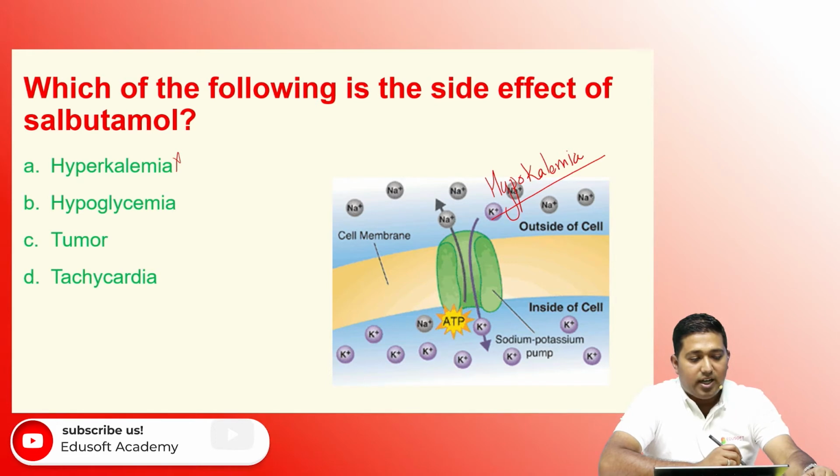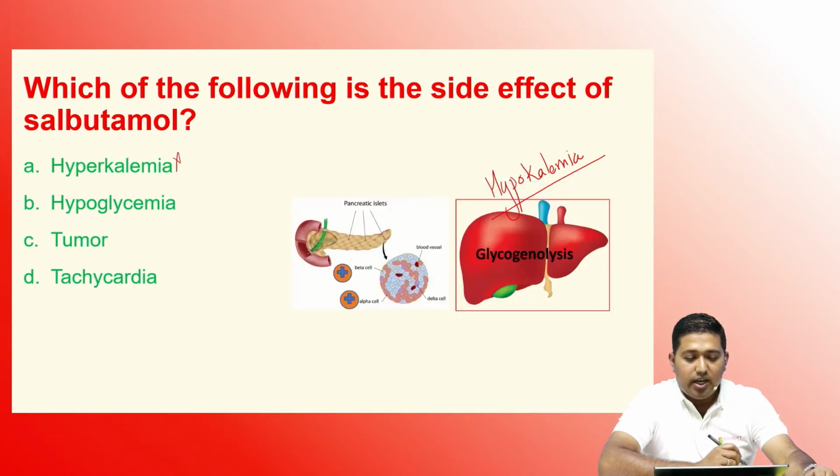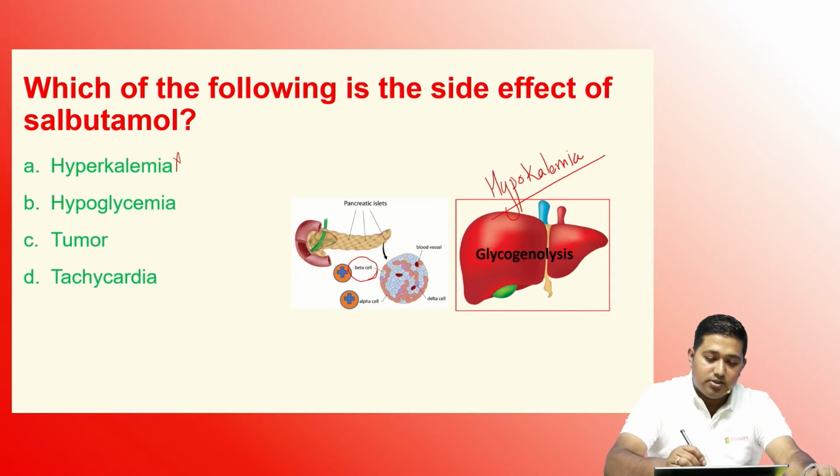Similarly, if you talk about hypoglycemia, ideally the beta cells in the islets of Langerhans present in the pancreas are stimulated by the beta 2 receptor. Whenever there is stimulatory action, it is going to cause increased release of insulin.